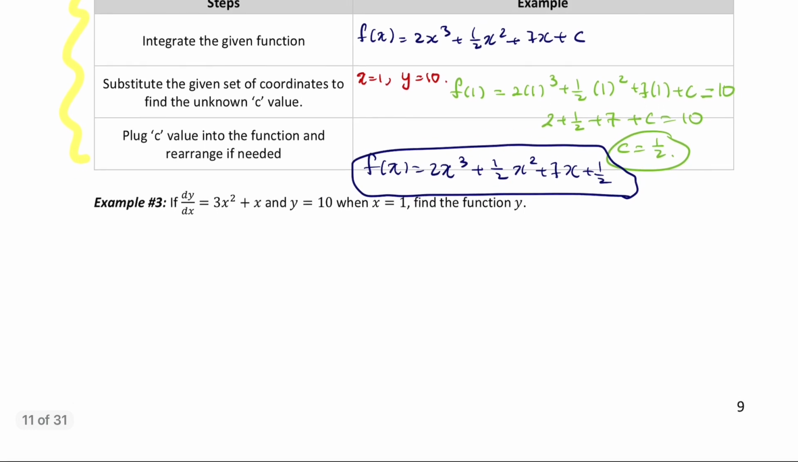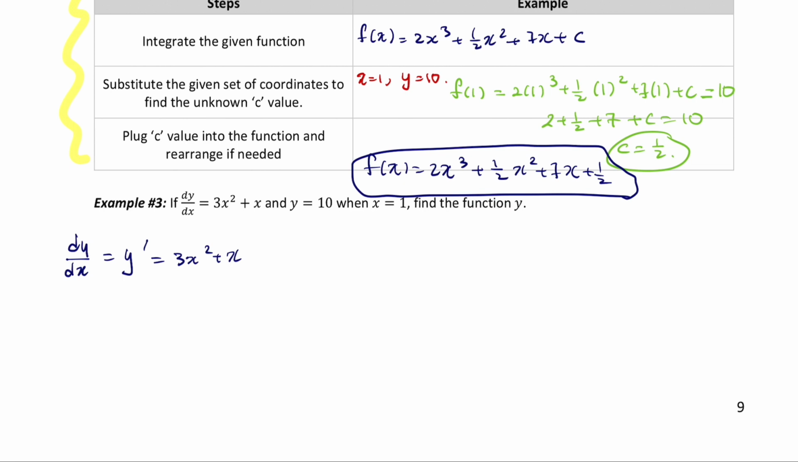Then let's try example 3. If we have dy over dx equals 3x squared plus x, and the y value is equal to 10 when x is equal to 1, we need to find the function y. So dy over dx is just another notation for y prime. So y prime is 3x squared plus x, and we need to find the original function y.